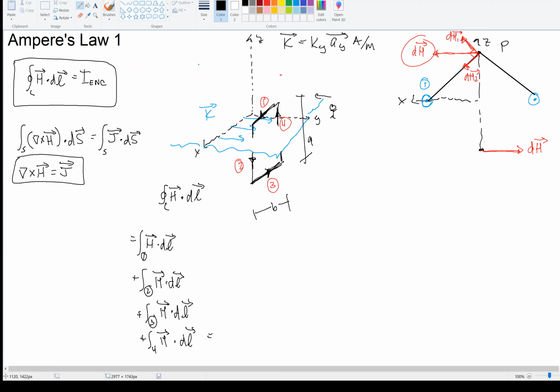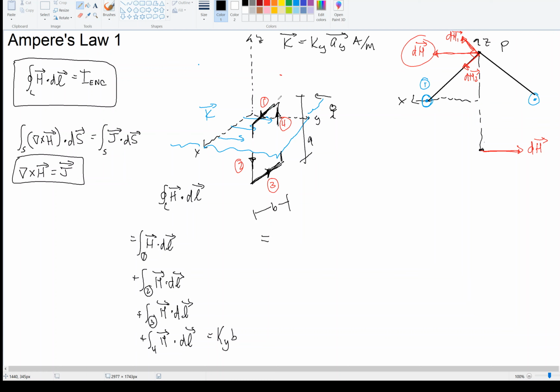So let's talk about the current that's enclosed by my path. Well, I've got K amps per meter flowing through, and how wide is my path? Well, that's dimension B, right? And so I've got K amps per meter times B meters gives me the total current that is passing through my loop there. So this is all equal to Ky times B. Okay, so now let us try to evaluate this integral.